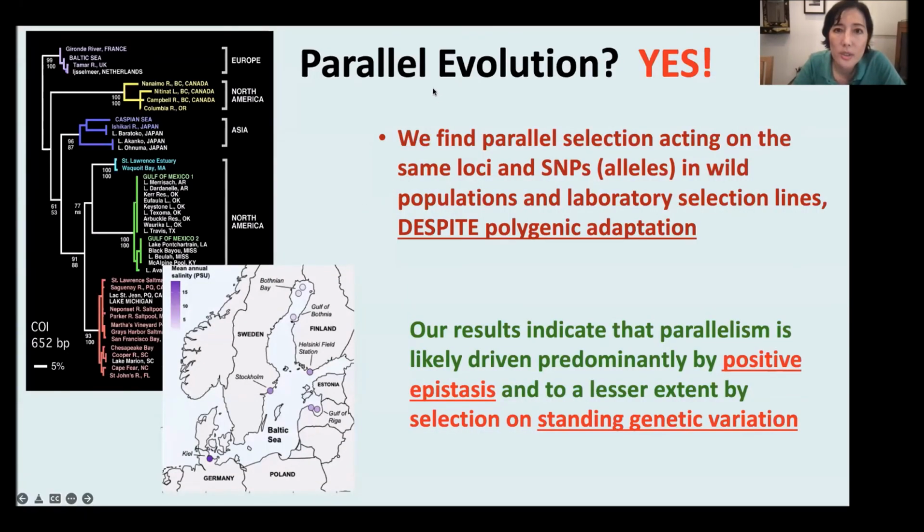So the question is, do we see parallel selection? Yes, we see parallel selection acting on the same loci and same SNPs in the wild population, as well as in our laboratory selection lines, despite polygenic adaptation. And our results indicate that parallelism is likely driven by positive epistasis and might be facilitated by selection on more abundant alleles, on selection on standing genetic variation in the starting population.